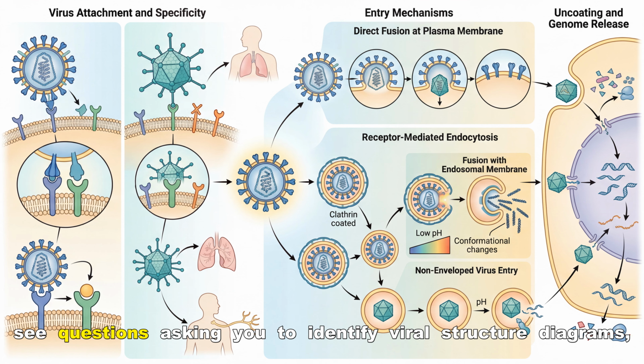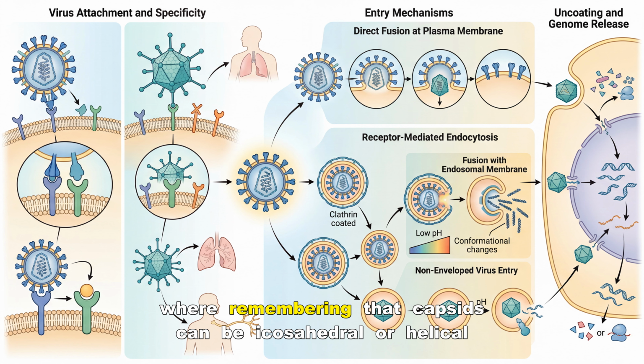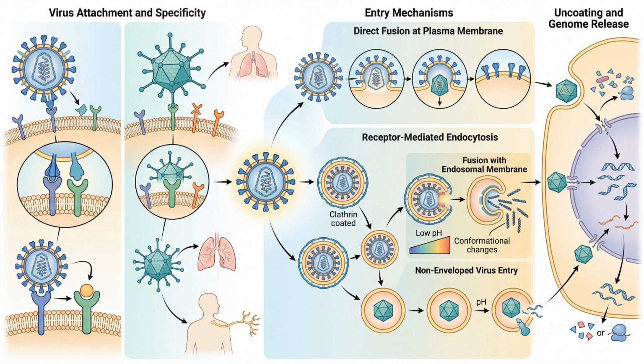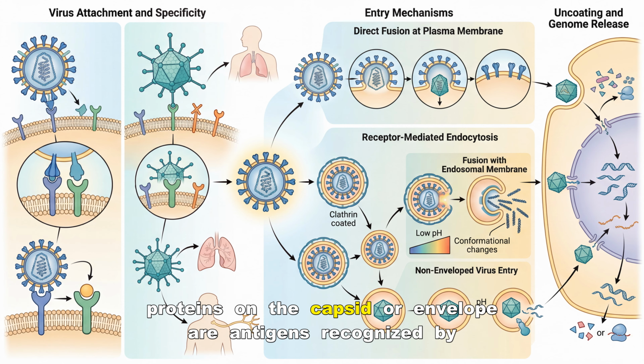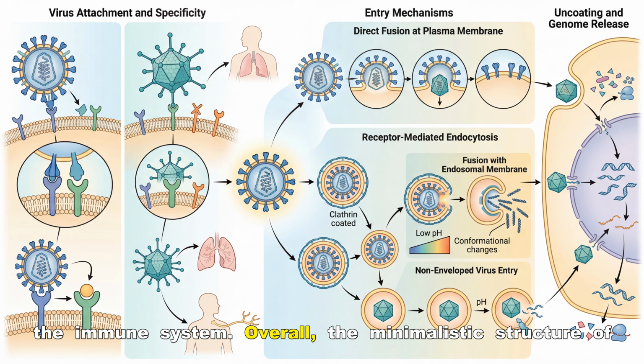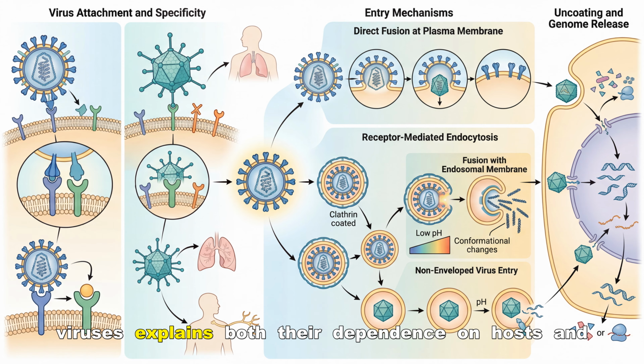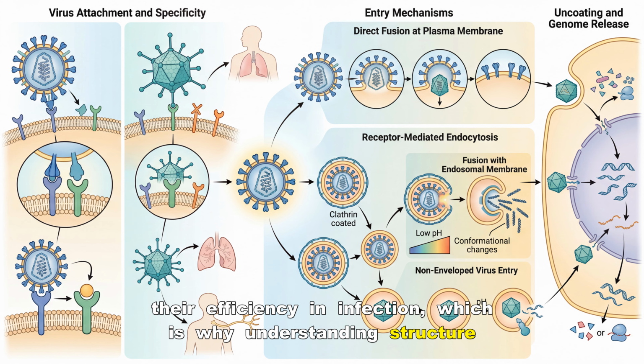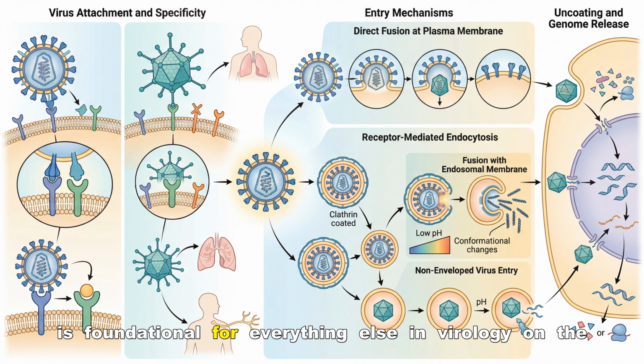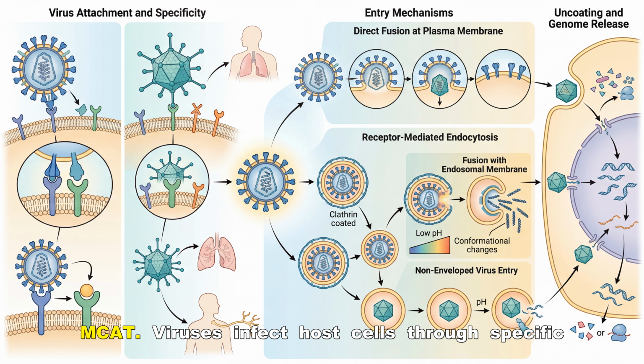You may also see questions asking you to identify viral structure diagrams, where remembering that capsids can be icosahedral or helical helps. Connecting this to immunology, those surface proteins on the capsid or envelope are antigens recognized by the immune system. Overall, the minimalistic structure of viruses explains both their dependence on hosts and their efficiency in infection, which is why understanding structure is foundational for everything else in virology on the MCAT.